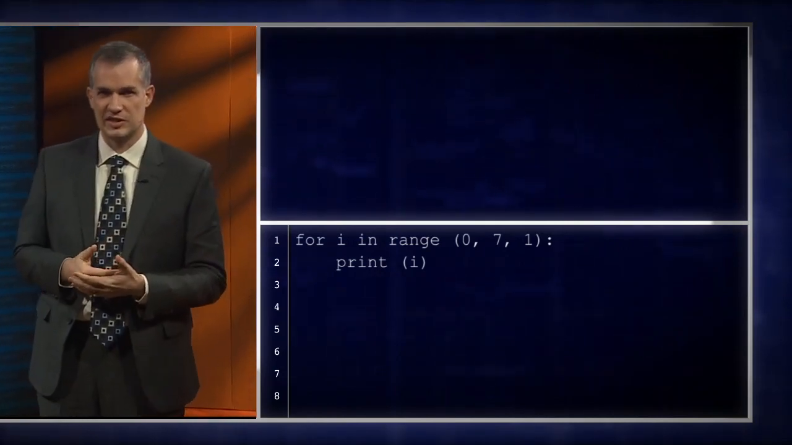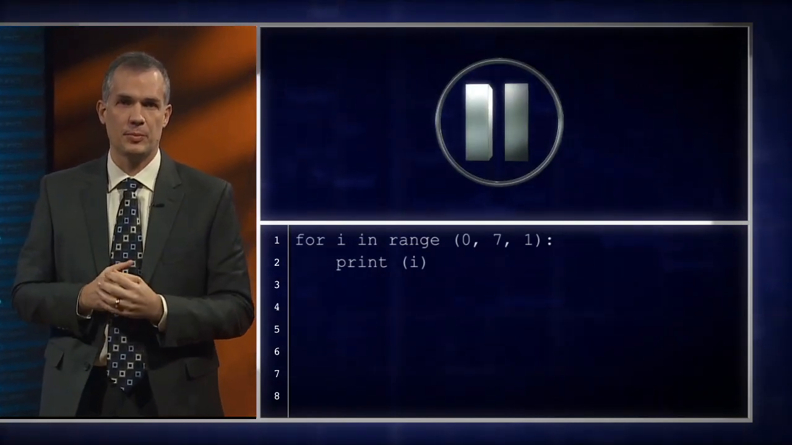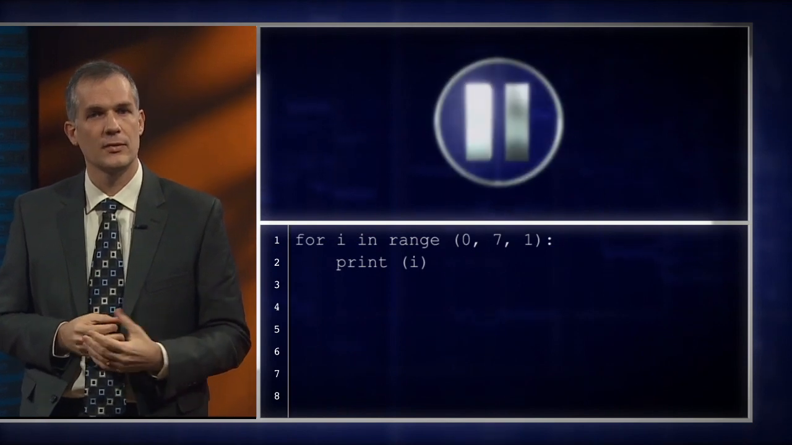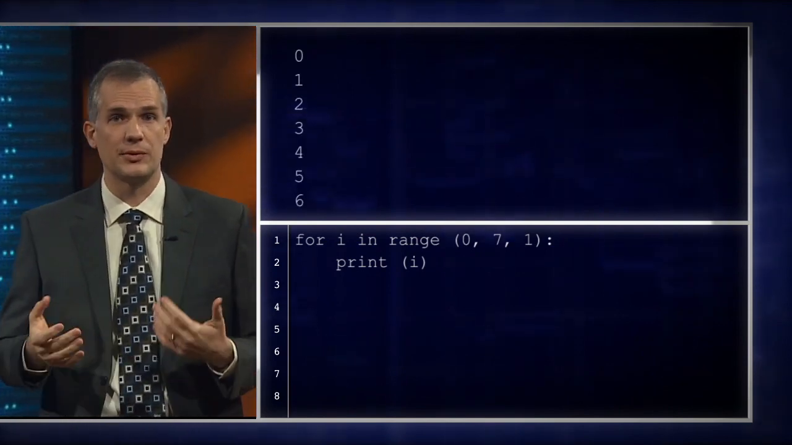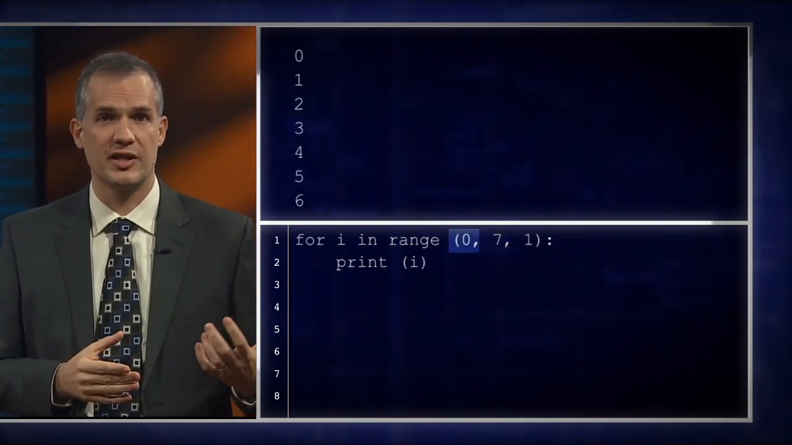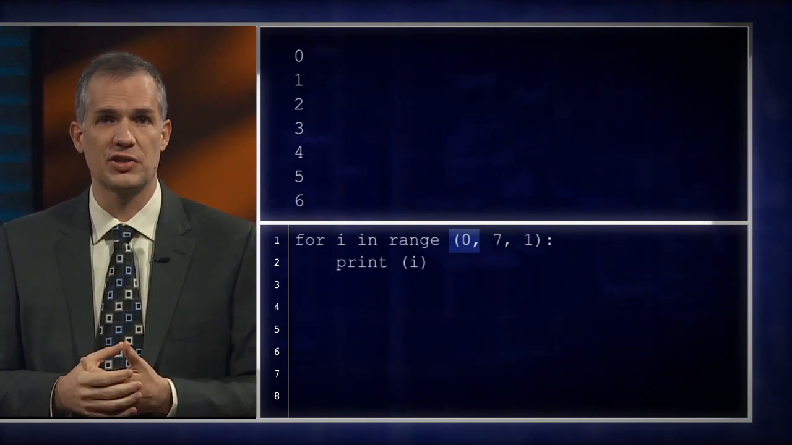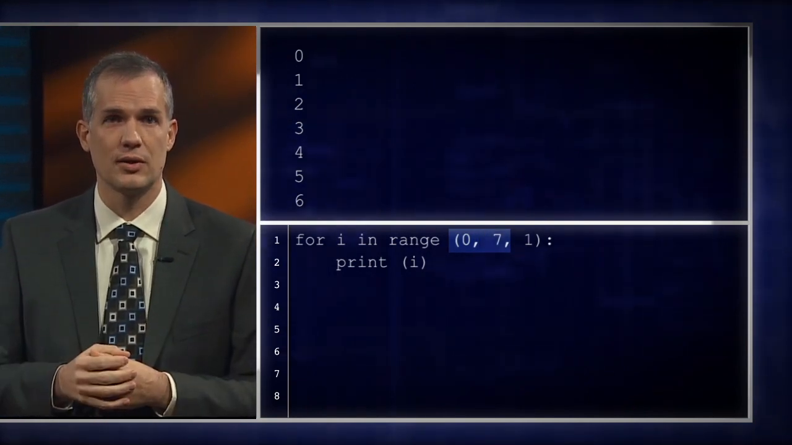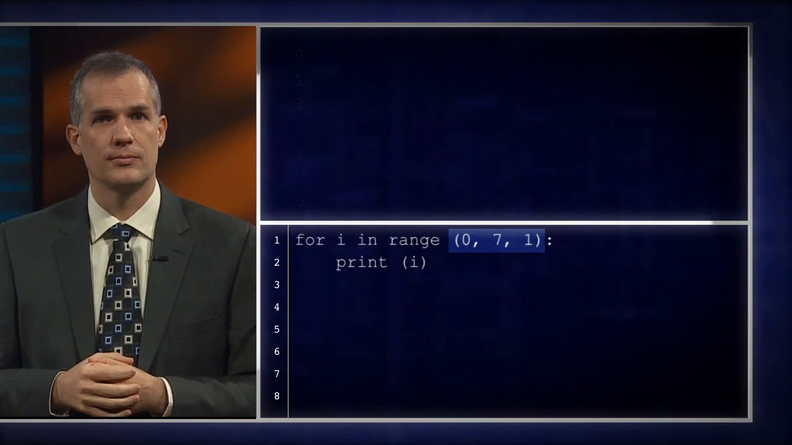So, look at this example. What should this be printing? This should print out the numbers from 0 to 6. We started at 0, checked on each iteration whether or not we were less than 7, and incremented by 1.